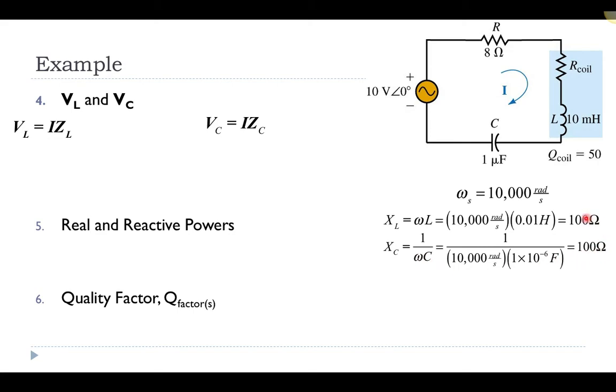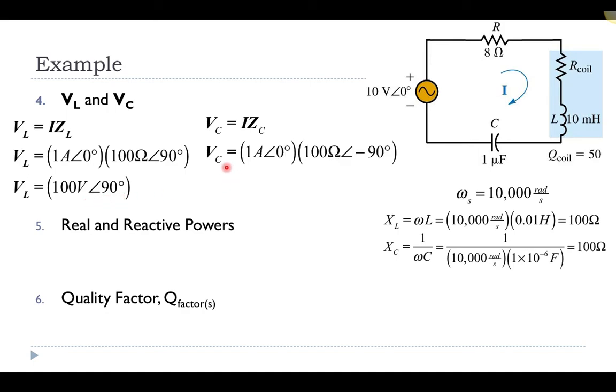So I know that these two should be equal to one another because we're talking about resonance, and that's how we define resonance, is that the reactive values are exactly the same. So once I know what the reactive component is, I can find the voltage: it's the current times the impedance of the inductor, which has a phase angle of 90. So it's 100 volts with a phase angle of 90.